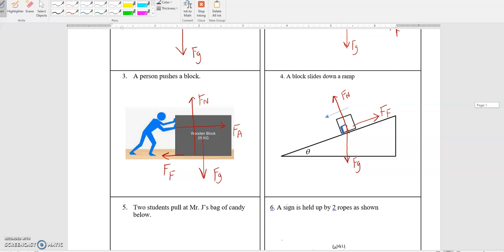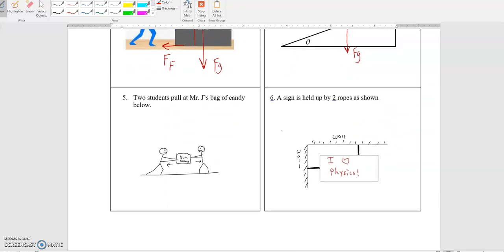2 more. 2 kids are pulling on Mr. J's bag of candy. Well, the force diagram on the candy would be somebody pulls to the right. That would be an applied force. This person's pulling to the left, that's an applied force.